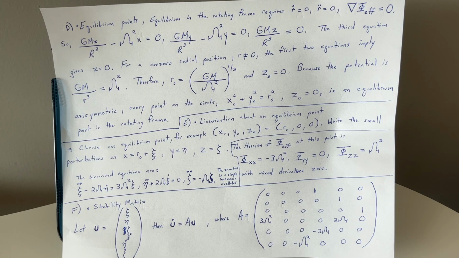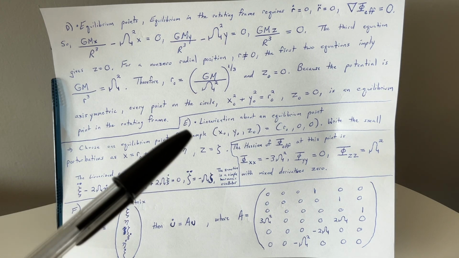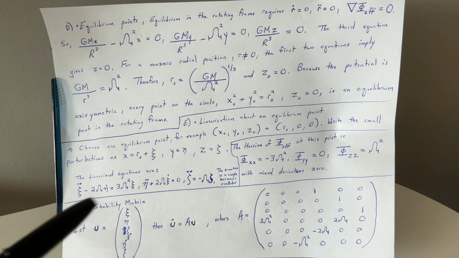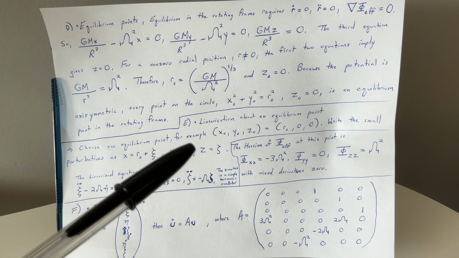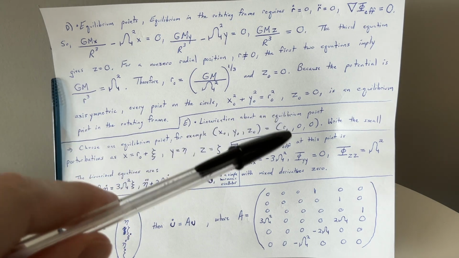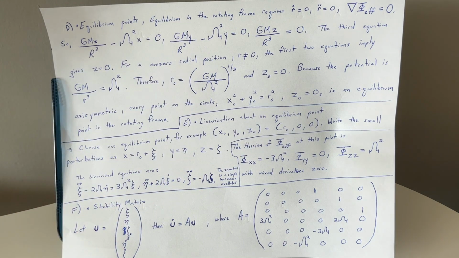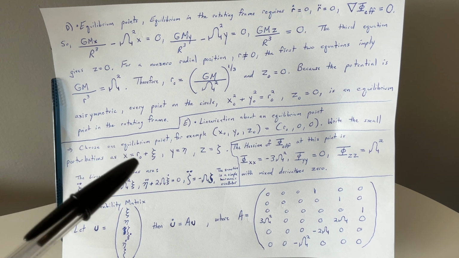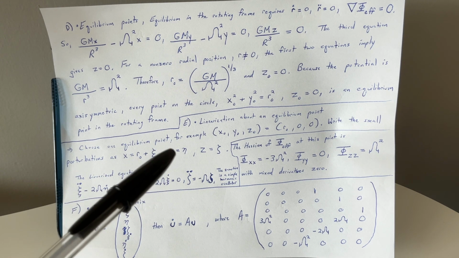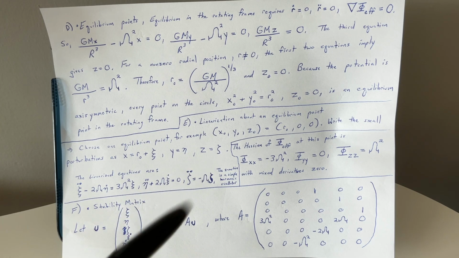For part E, they want us to linearize the equations around an equilibrium point. So here for part E, linearization about an equilibrium point. Choose one equilibrium point, for example, x naught, y naught, z naught equal to r naught, 0, 0. We're going to write the small perturbations as x equals r naught plus xi, y equals eta, and z equals zeta.